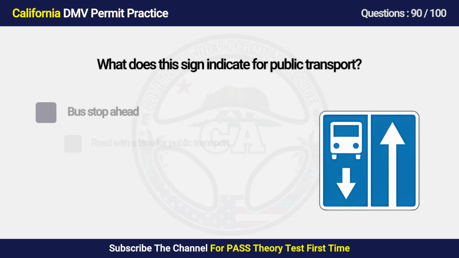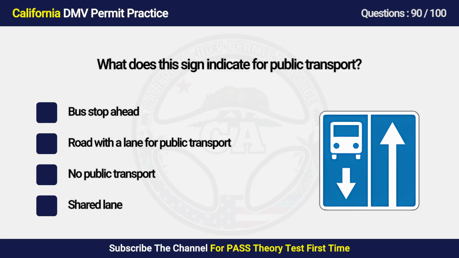Question 90. What does this sign indicate for public transport? A. Bus stop ahead. B. Road with a lane for public transport. C. No public transport. D. Shared lane.